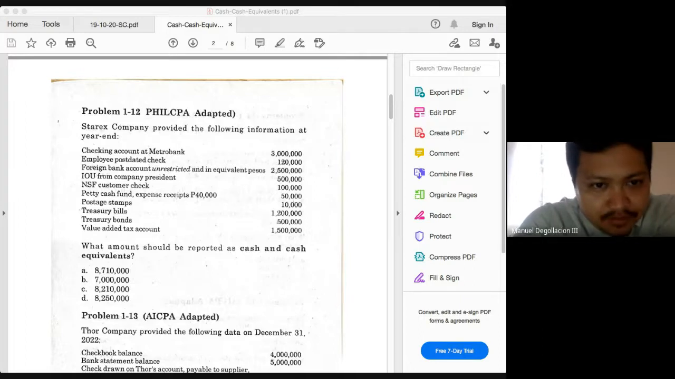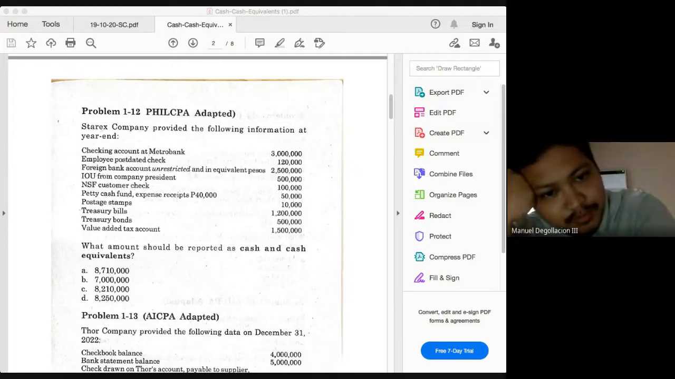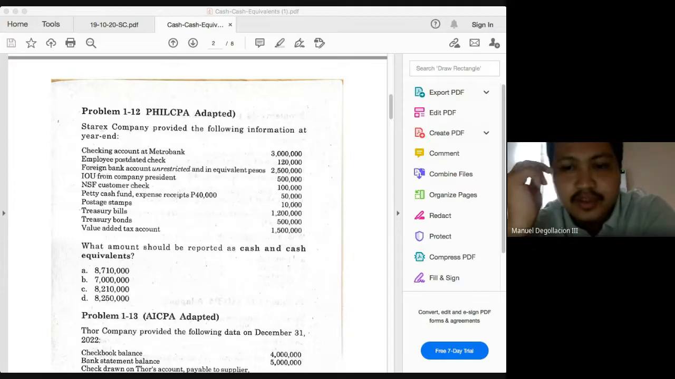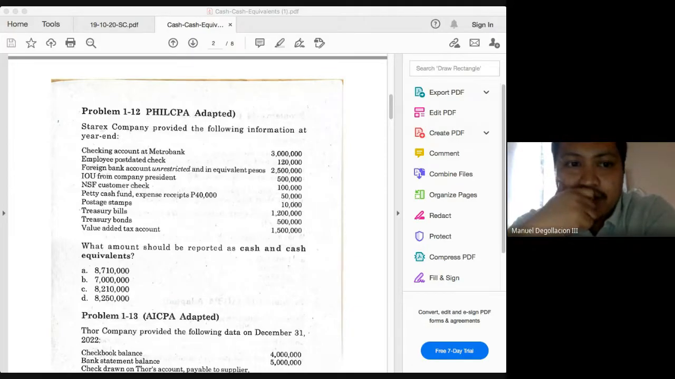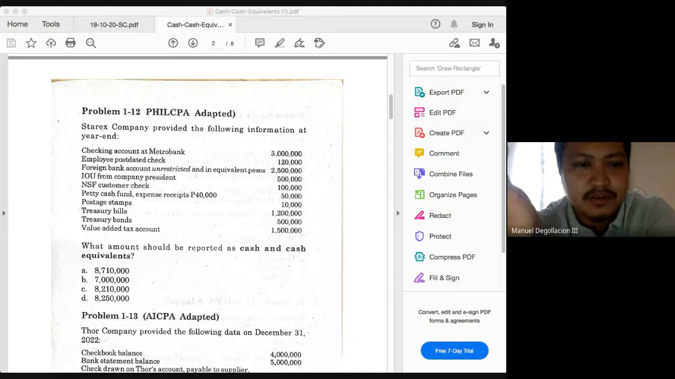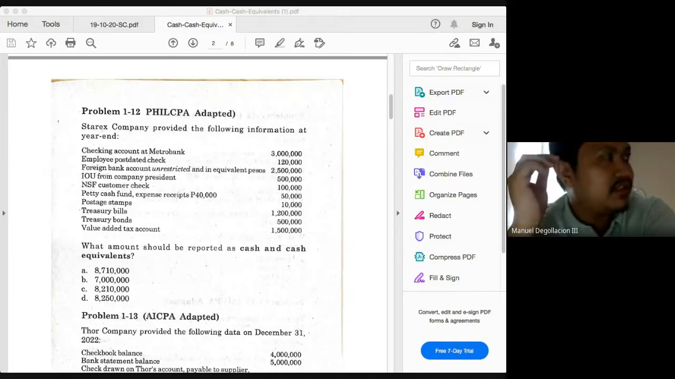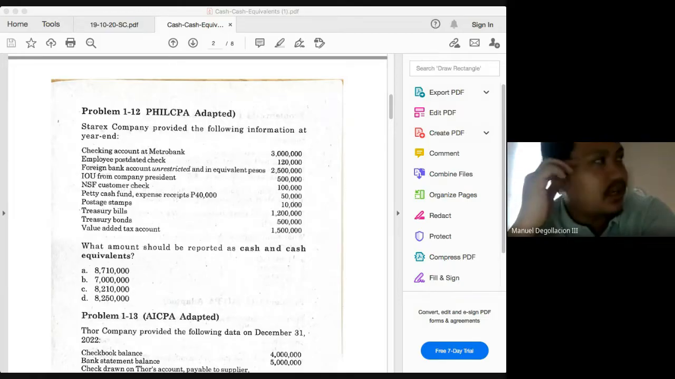Petty cash fund, 50,000, but after looking into the petty cash fund, the remaining cash there is no longer 50,000 because a portion of it was already used to pay off certain expenses, evidenced by the expense receipts amounting to 40,000. So if we were able to find expense receipts amounting to 40,000, that means only 10,000 remain. Postage stamps will form part of our supplies, not part of cash. Treasury bills will be part of our cash and cash equivalents.